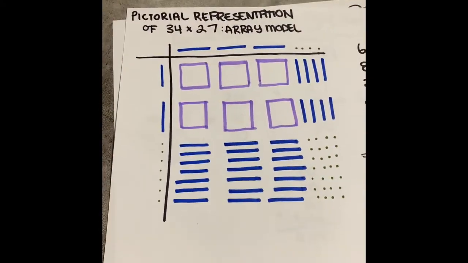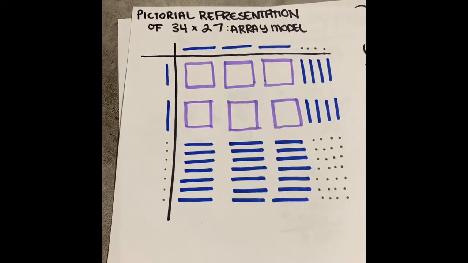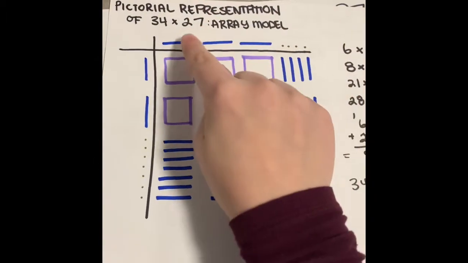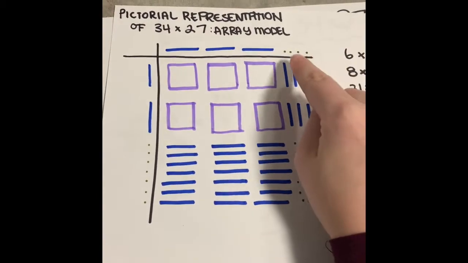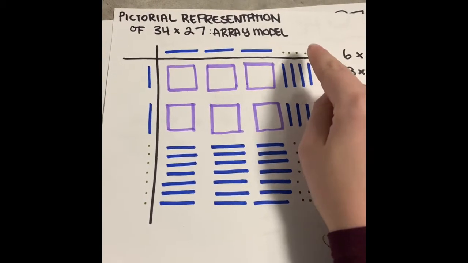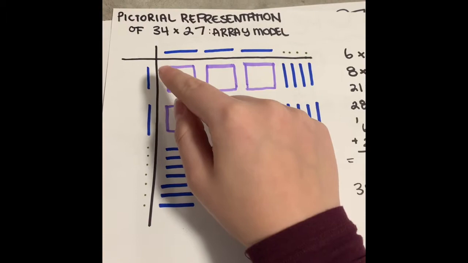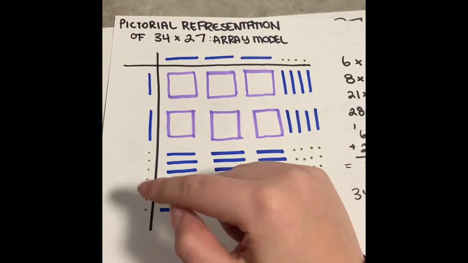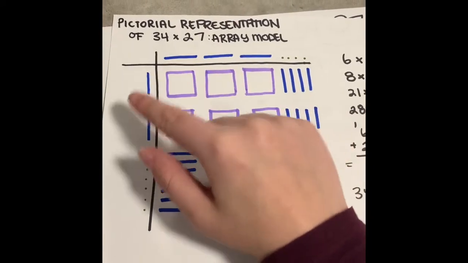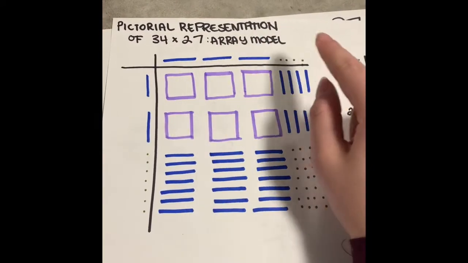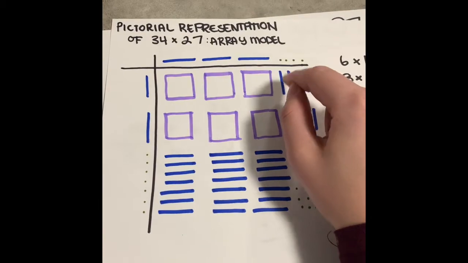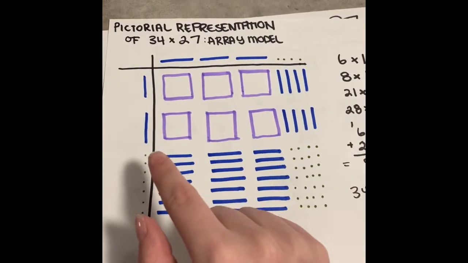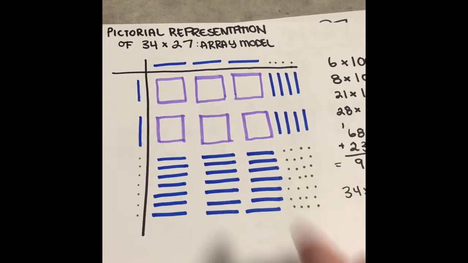This is a pictorial representation of the equation 34 multiplied by 27 using the array model. As we can see, we have 3 tens rods across the top, along with 4 single units, which equals 34, multiplied by 2 tens rods and 7 single units, which equals 27. When you multiply 2 tens rods together, you get 100. When you multiply a 10 rod by a single unit, you get 10. And when you multiply a single unit by a single unit, you end up with 1.